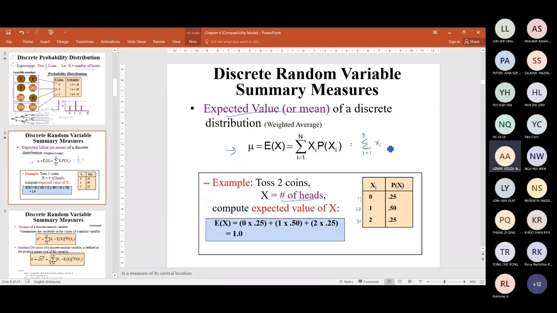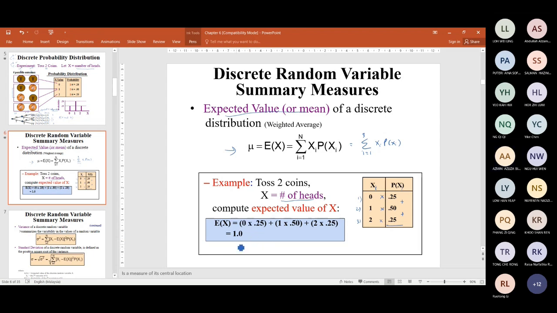So S1, PS1. This is your S1, PS1, S2, PS2, S3, PS3. You have to add all. So S1 is 0, PS1 is 0.25, so you multiply this, plus 1 times this, plus 2 times this. Then you get a total: 0 times 0.25 plus 1 times 0.5 plus 2 times 0.25. So you get 1.